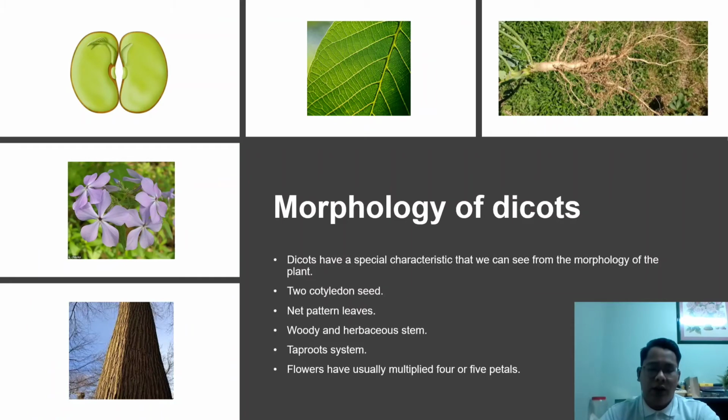Morphology of dicots. Dicots have special characteristics that we can see from the morphology of the plant. The dicot plants have two cotyledon seeds, net pattern leaves, woody and herbaceous stems, taproot system, and the flowers of dicotyledon plants usually have multiples of 4 or 5 petals.